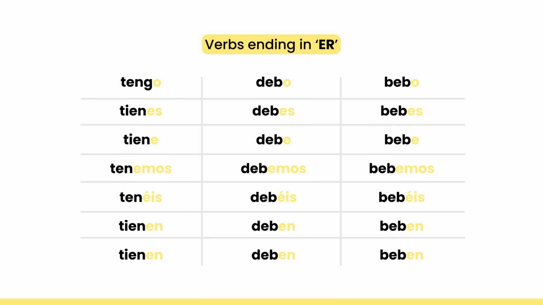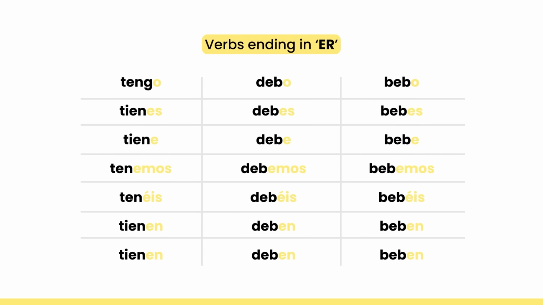So here, as an example, I put 3 different verbs that all end in ER next to each other, and as you can see, you can spot a pattern here, which is that they all use the same endings. So every time we're talking about you, so tú, we add ES after the stem of the verb. And when we're talking about we, so nosotros, nosotras, we add EMOS, so hemos, after the stem.